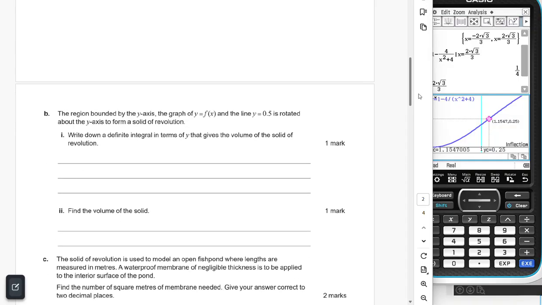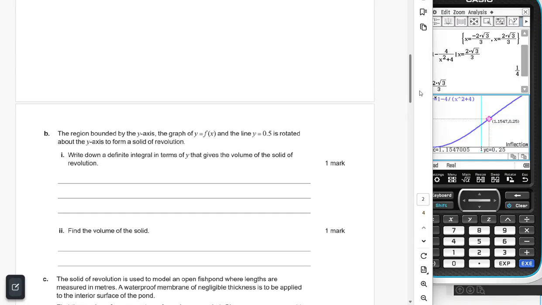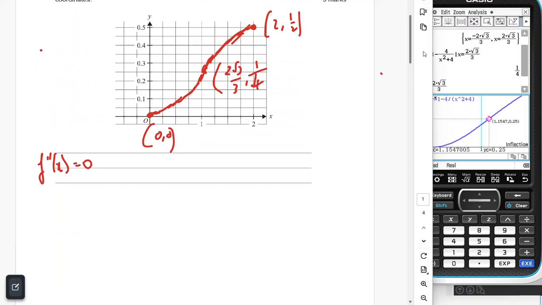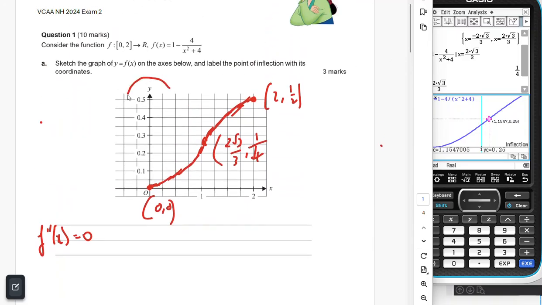The region bound by the y-axis and the graph on the line is rotated to form a solid, using the definite integral to give you the solid of revolution. So we're revolving around the y-axis. So the volume is going to be the integral from 0 to 1/2 of pi x squared dy.